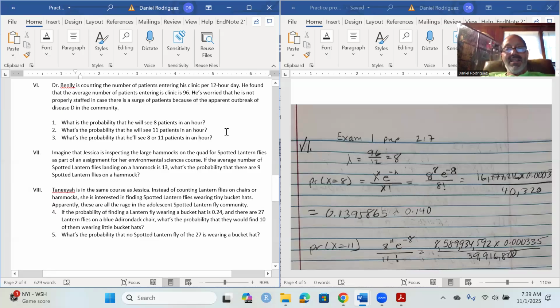The reason I said it's a toughie is because I gave you the rate. So now I know it's a Poisson problem because we're talking about a rate. How many people enter per 12-hour period? It's 96, right? But then I asked you what's the probability that he will see 8 patients in 1 hour. So I'm not interested in the rate per 12 hours. I'm interested in the rate per hour. So the first thing I have to do is find my lambda.